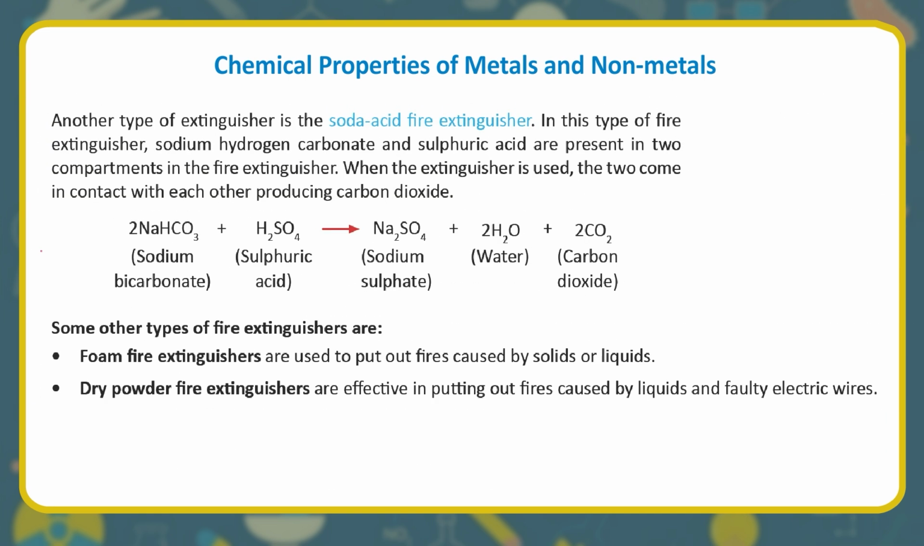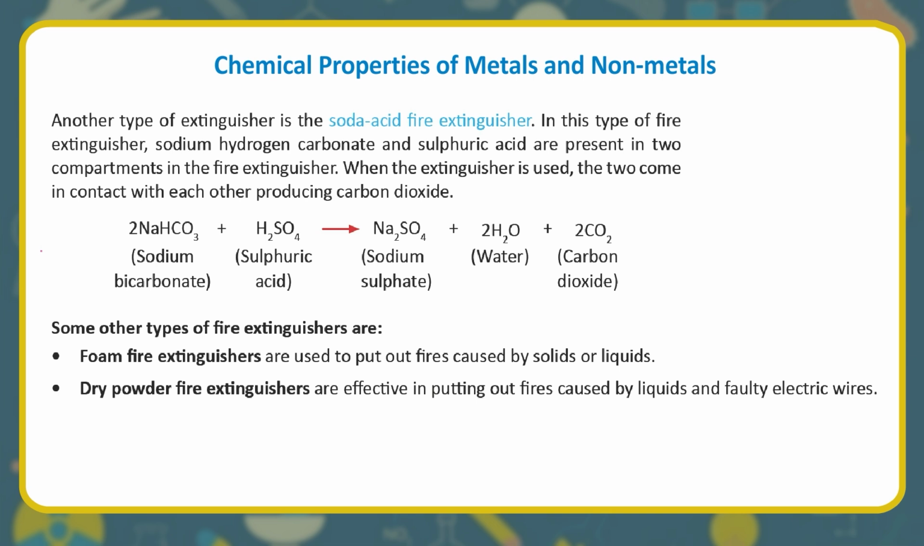Another type of extinguisher is the soda acid fire extinguisher. In this type of fire extinguisher, sodium hydrogen carbonate and sulfuric acid are present in two compartments in the fire extinguisher. When the extinguisher is used, the two come in contact with each other producing carbon dioxide. 2NaHCO3 sodium bicarbonate plus H2SO4 sulfuric acid gives Na2SO4 sodium sulfate plus 2H2O water plus 2CO2 carbon dioxide.